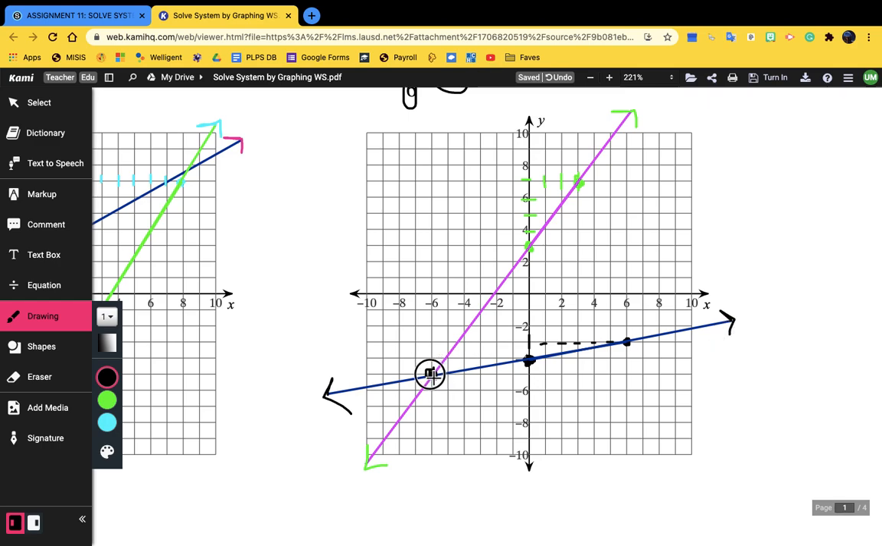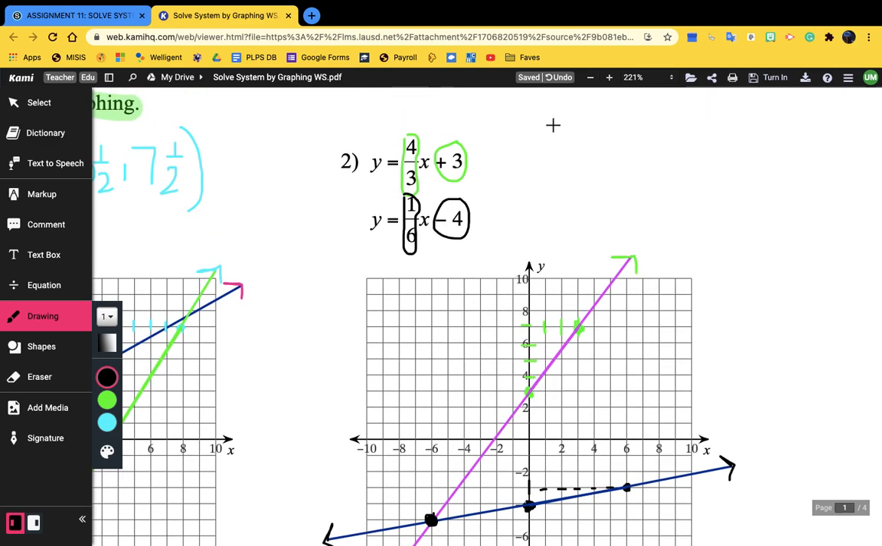Look, this is where they cross. So what point is this? This is -6 on the x, -5 on the y. So where they cross is, oh, that was a horrible line. It's supposed to be a parentheses.